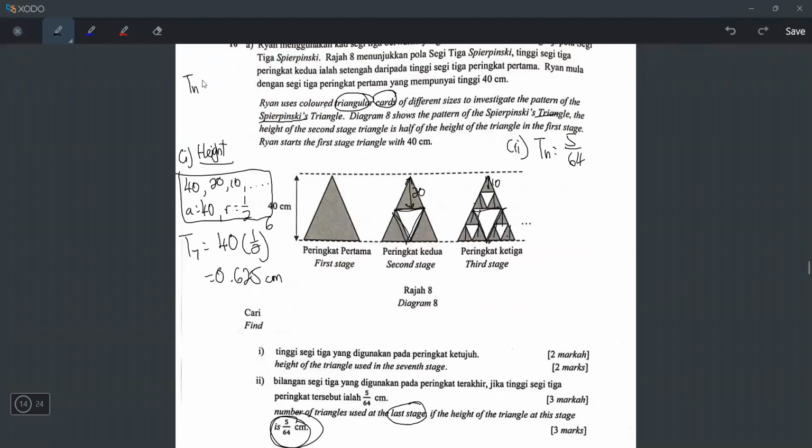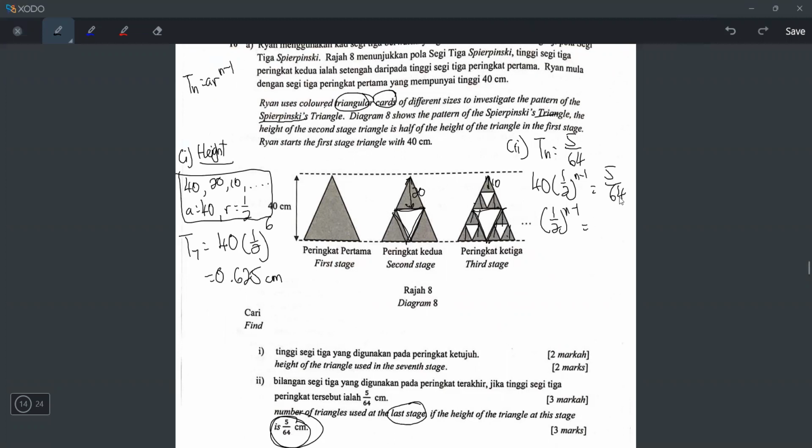How to do that? You will use the same formula, ar to the power n minus 1. The a we already know is 40, the r is 1 over 2, the n I don't know, I'm trying to find. So just write 40 times 1 over 2 to the power n minus 1 equals 5 over 64. And I might need to take log later, depending on the case. If I cannot change to the same base, I might need to take log. But I feel like this one can change to the same base.